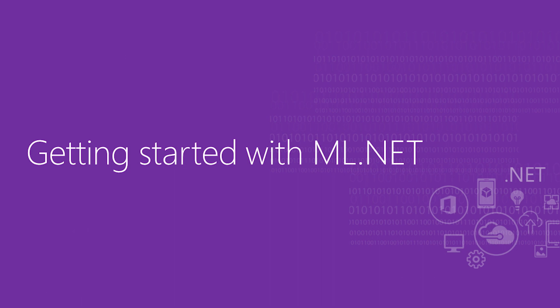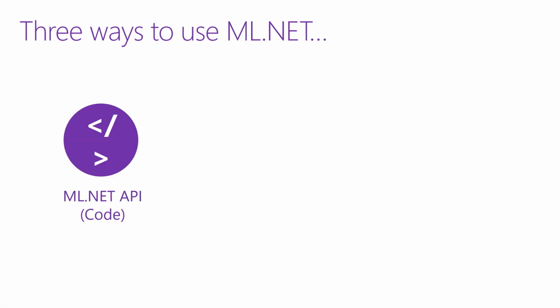In this video, we'll be looking at how to get started with ML.NET. There are three ways to use ML.NET. You can use ML.NET through a framework API, so you can write code in C# and F#. So this is a code-first way of getting started.